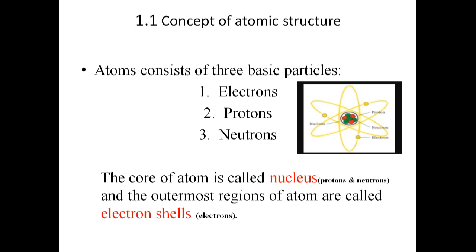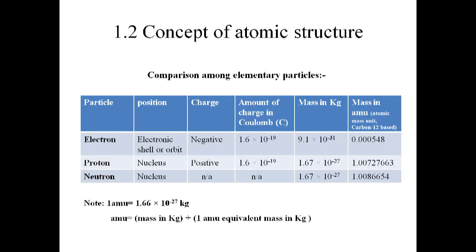As you can see in this figure, the proton and neutron are within the nucleus, colored green and red. On the other hand, the electrons are staying inside the orbit. The yellow balls denote the electrons. The comparison among the elementary particles: we can compare among them on different parameters. One is the position, charge, amount of charge, and mass.